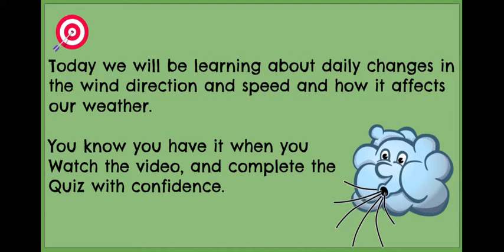Today we will be learning about daily changes in the wind direction and speed and how it affects our weather. You know you have it when you watch the video and complete the quiz with confidence.